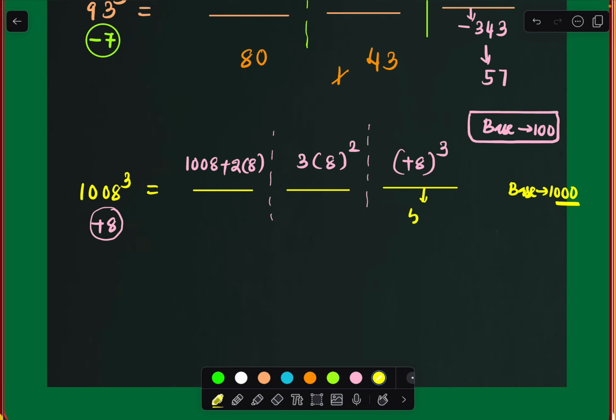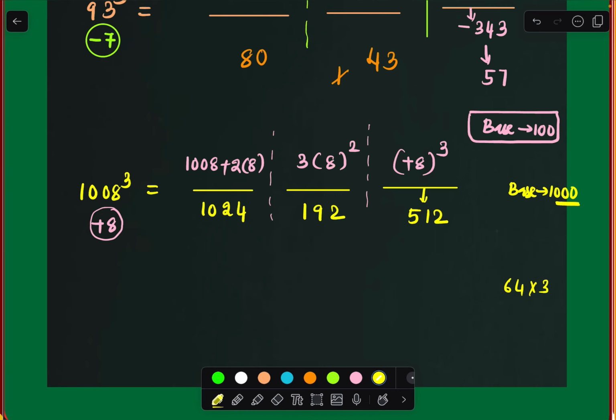8 cube value, how much will we get? 512. We need to write it as it is. And here 8 square is 64, so 64 times 3 we need to calculate. 64 times 3 is 180 plus 12, we get 192. I'm writing 192 as it is. And here, 108 plus 16, how much will we get? 1008 plus 16, so what will we get? 1024. We will write 1024.